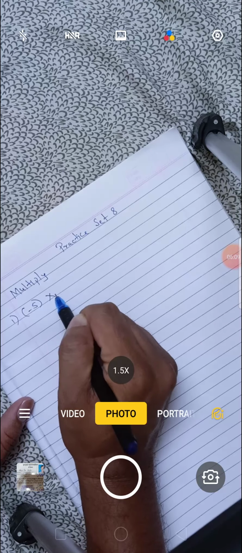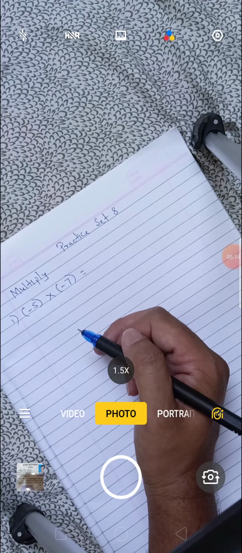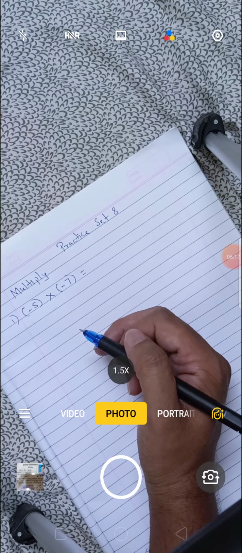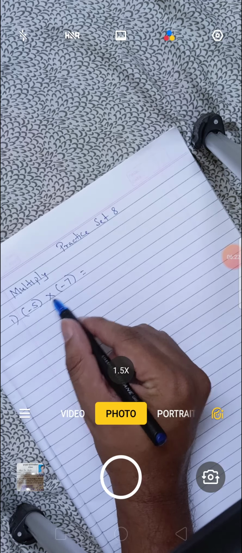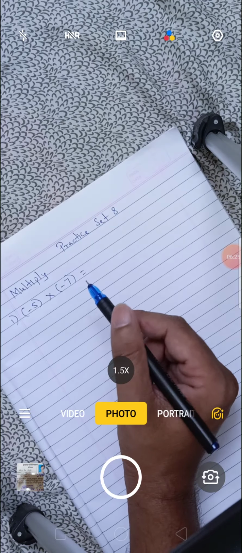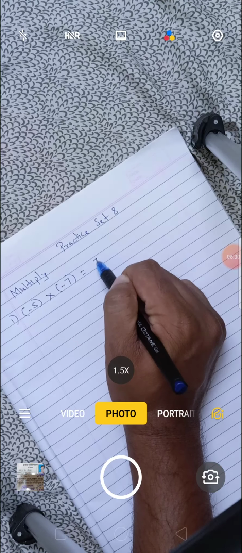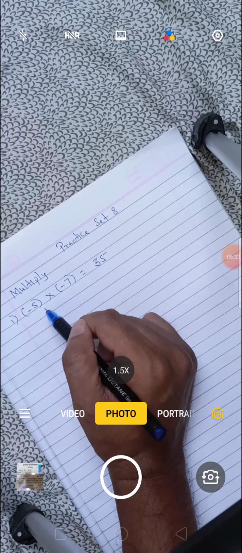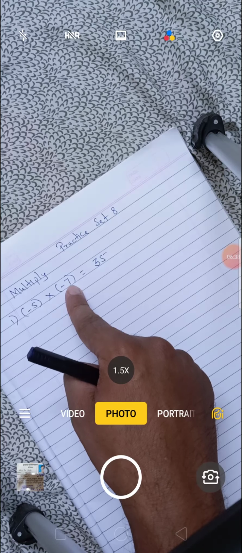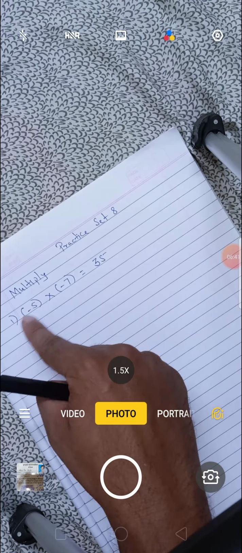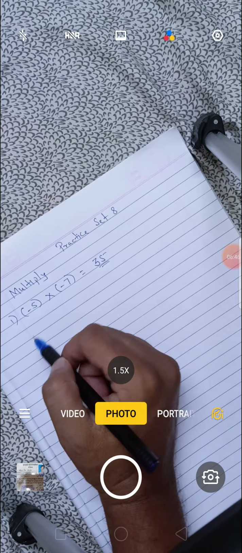First sum, -5 into -7. Which property, children? Yes, the product of two negative integers is a positive integer. So 5 sevens are 35. This you have to do always. Multiplication always you have to do. Then we have to see the sign. Both the negative sign. The product of two negative integers is always a positive integer.